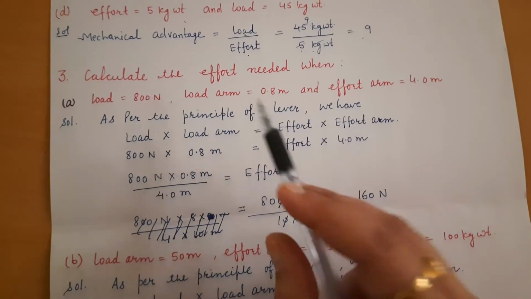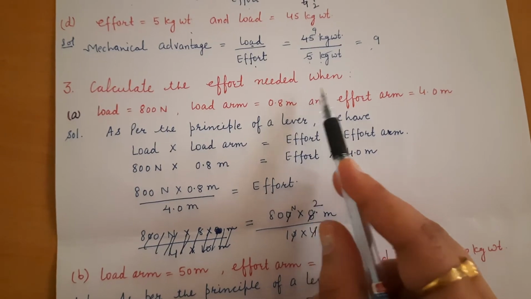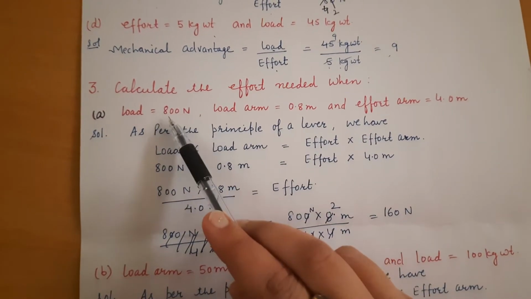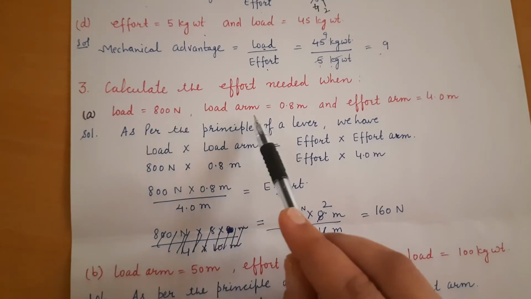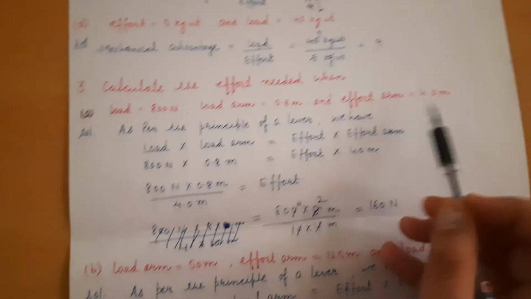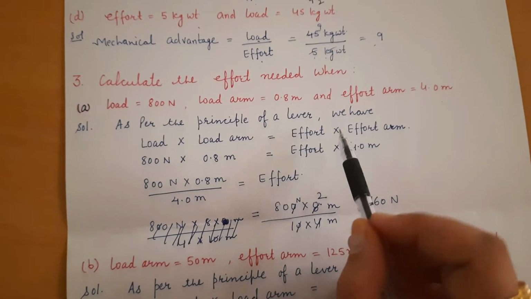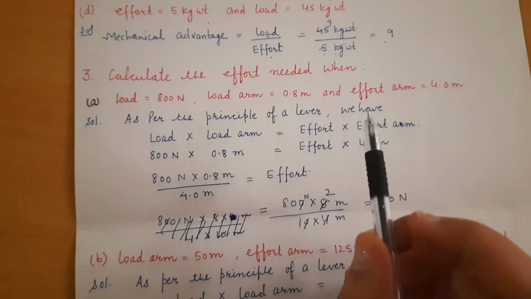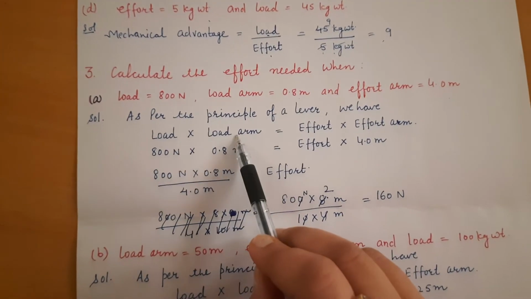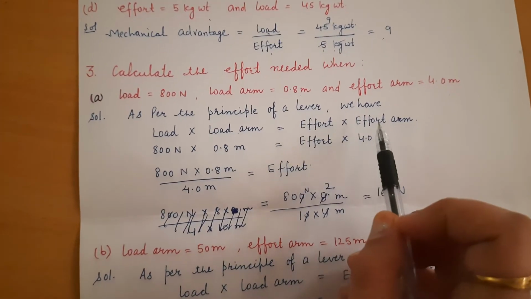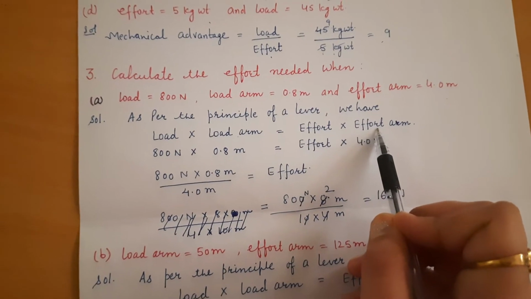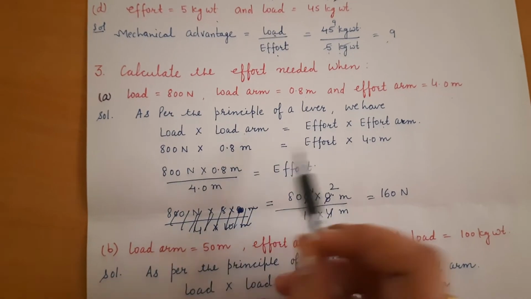Now our third question is, you have to calculate the effort needed when the value of load is given, 800 Newton, the load arm is given, and the effort arm is given. So for this we will apply the principle of lever, and that is load multiplied by load arm is equal to effort multiplied by effort arm. So we will put all the values here.